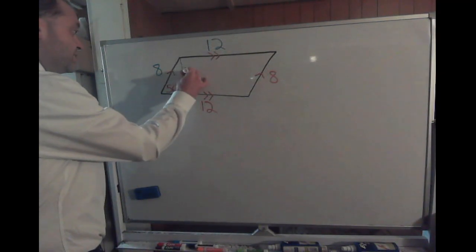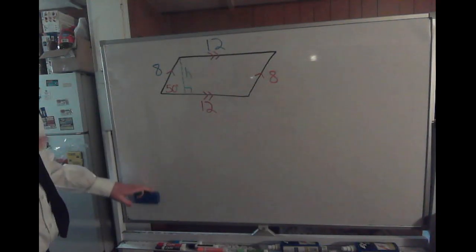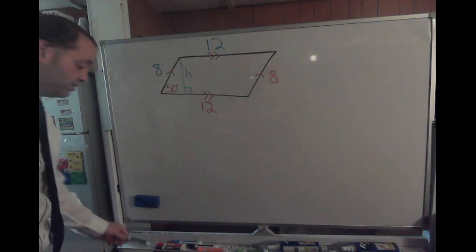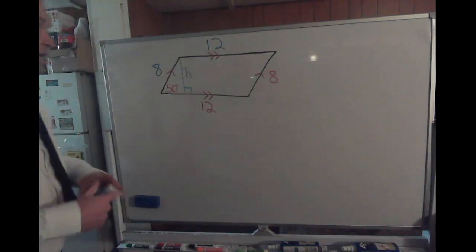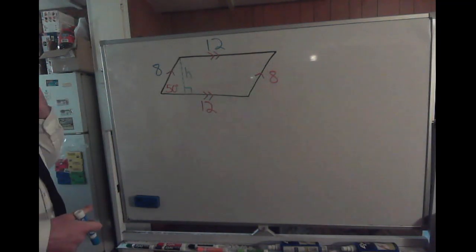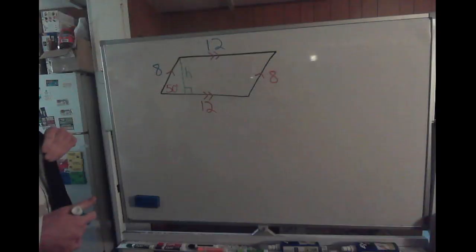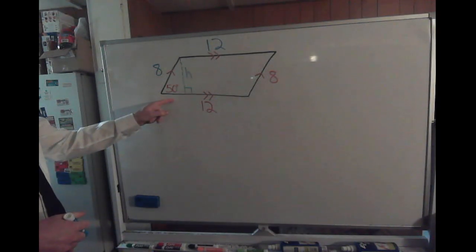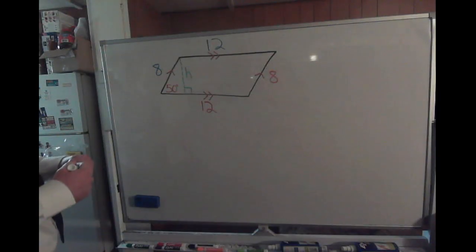We need to find the height before we can find the area. Well, you have a 50-degree angle in this right triangle, so it's not a straightforward 30-60-90 right triangle, and you don't know the length of this leg of the right triangle, so we're going to have to use some trigonometry.